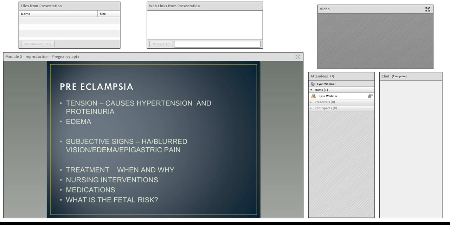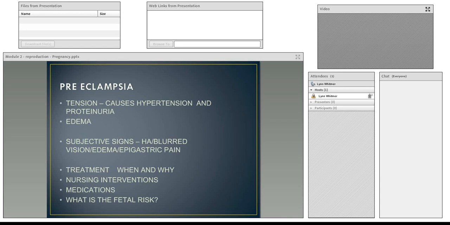Preeclampsia, it's a hypertensive disorder, but that's only one facet. Please understand that in a preeclamptic situation, it isn't that she has high blood pressure, it's that her vessels and her muscles are so tense that it causes her pressure to rise. So it's kind of like a side effect of this tension, because what we're trying to avoid are seizures. Eclampsia is seizures in pregnancy. We're trying to prevent that.